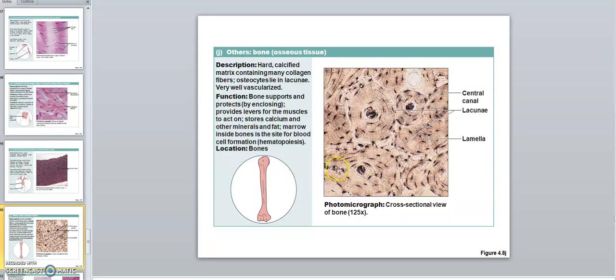This would be a Volkmann's canal right there. So go back to the bone one, and it gives a good explanation in my bone video and my bone PowerPoint.